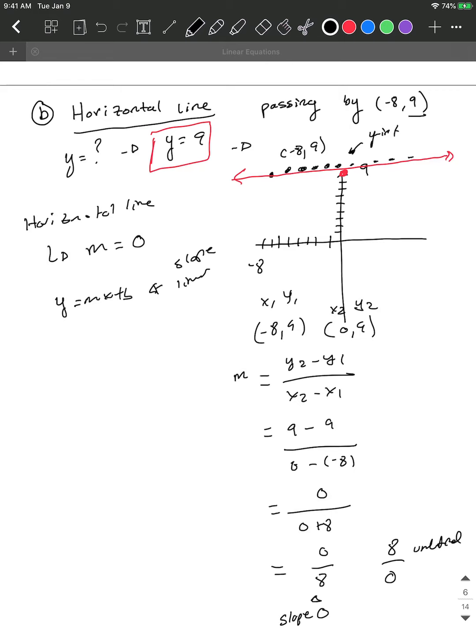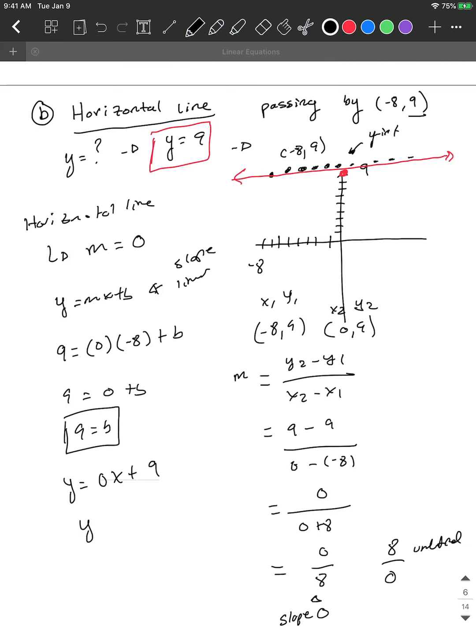So what we're going to do is plug in the information. So I'll say 9 is equal to 0 times -8 plus b. And we know that 0 times -8 will give us 0. So 9 is equal to 0 plus b, and then we'll say 9 is equal to b. And then when we plug it back into the equation of the line, we write it like this, which just turns out to be y is equal to 9, which shows the construction.